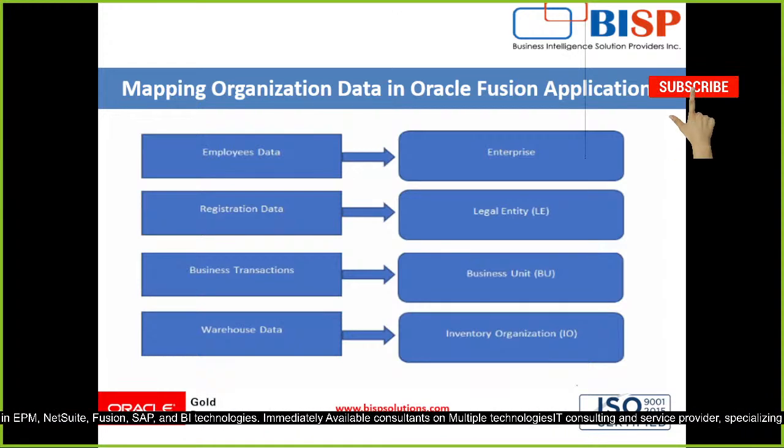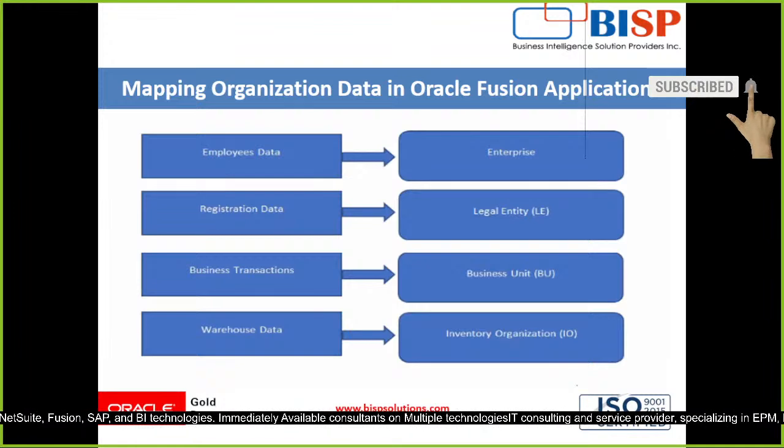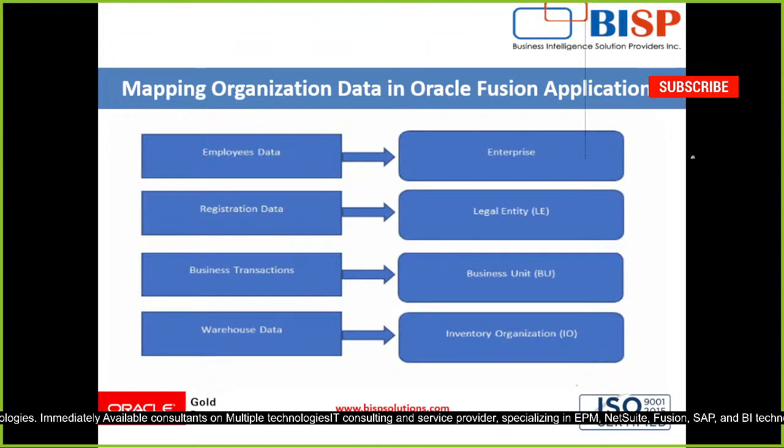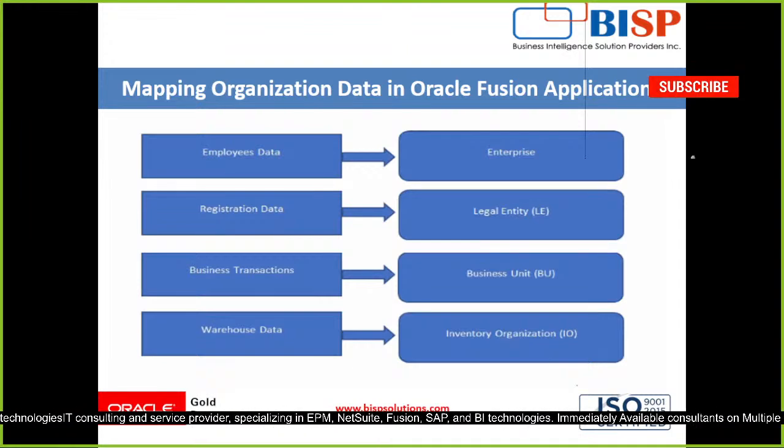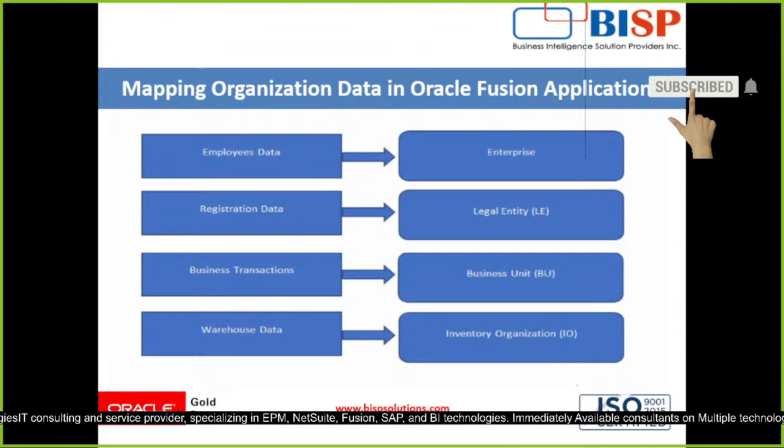And at the end, the inventory organization, which maintains the warehouse data, inventory related data, and the item related data. So all the data is under the inventory organization, right? So this is all about the mapping organization. Now let's move to the application and we'll see how to define the enterprise structure in our application.